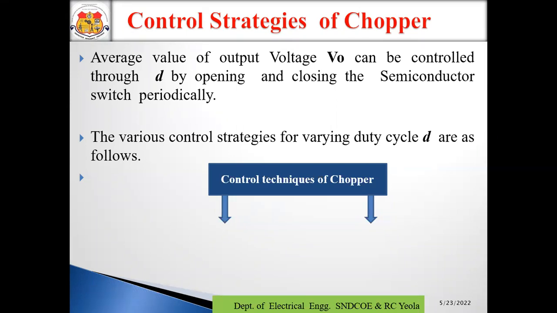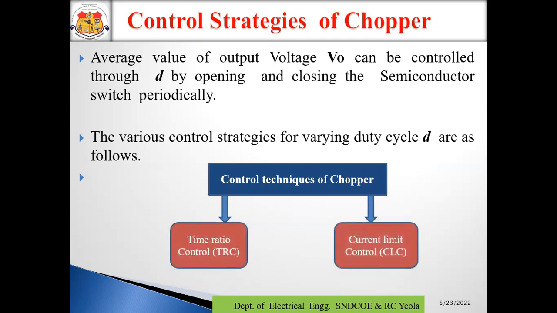The average value of output voltage V0 can be controlled by D, or we can say the duty cycle, by opening and closing the semiconductor switch periodically. The various control techniques for varying duty cycle are as follows. One is time ratio control, in short TRC. The second one is current limit control, that is CLC. So these are the two different methods according to which we can control the chopper.